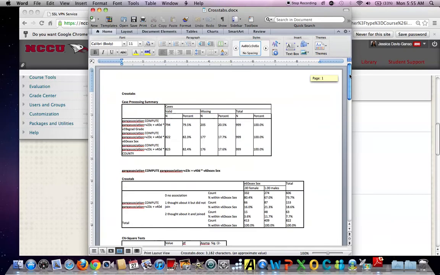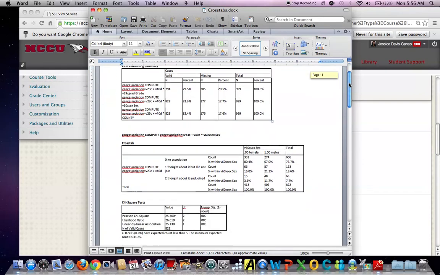What I want to show you here is how to use the tables to begin the interpretation process. So when you get a crosstab table, you'll get what is called the case processing summary, and it basically says how many people were included in the analysis, and then how many people came out of the analysis, and it should equal your total number of cases in the sample. All right.